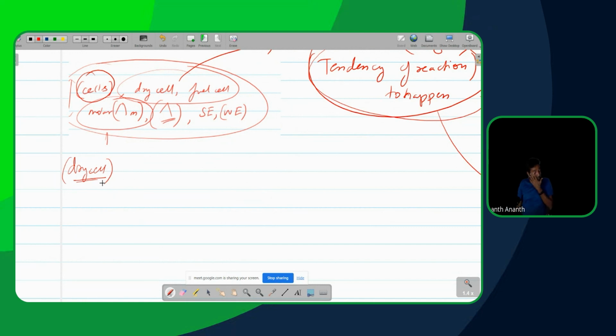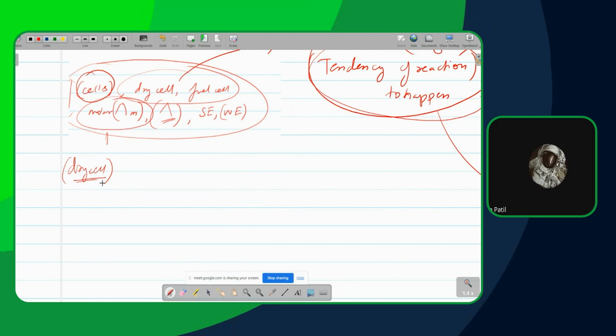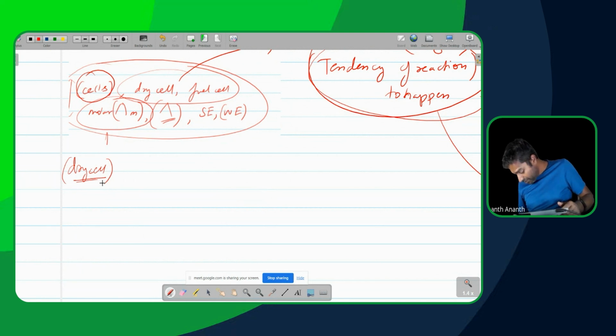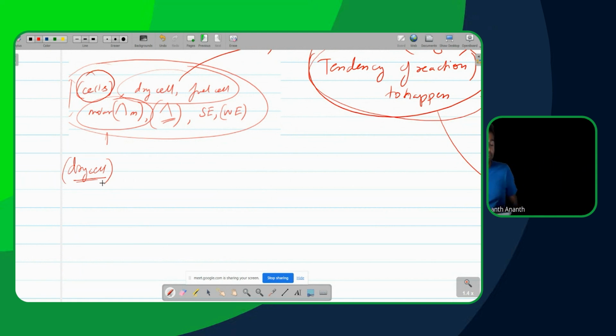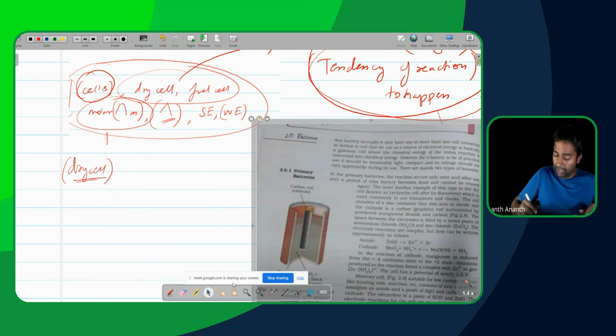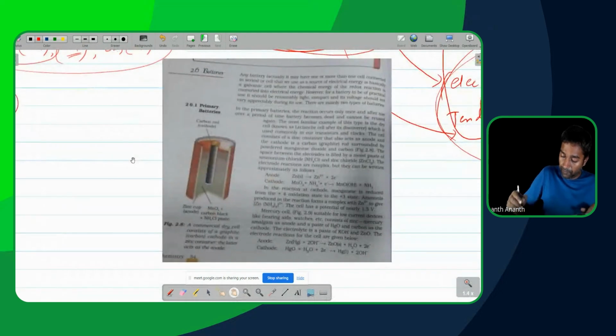Do you have NCERT with you, Kana? You follow NCERT syllabus, right? Yes. Can you just send me a photograph of the NCERT syllabus's dry cell part? You have a textbook with you now? Yeah. So just send me the NCERT syllabus part of the dry cell and the fuel cells. Let's start off with this now.